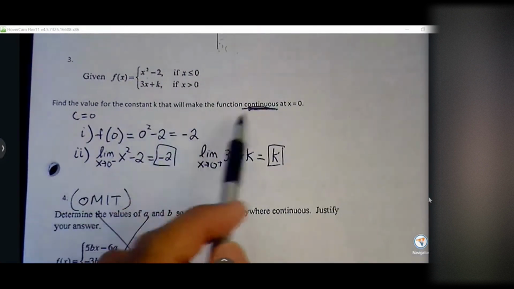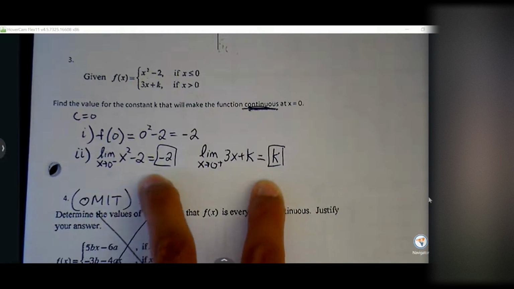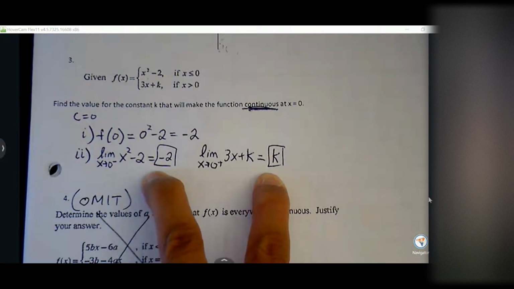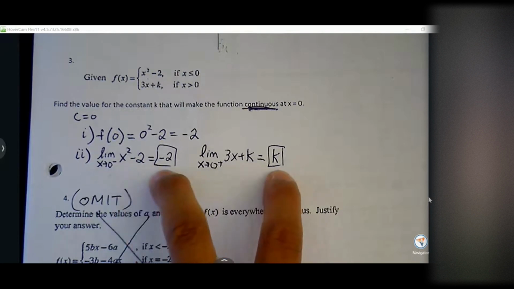Now, we're trying to force continuity here, so what must happen if we want this second condition to pass? Limit of f of x as x approaches zero from the negative direction must equal limit of f of x as x approaches zero from the positive direction. Good. We need both the one-sided limits to be in agreement, so that's going to force negative 2 to equal k.